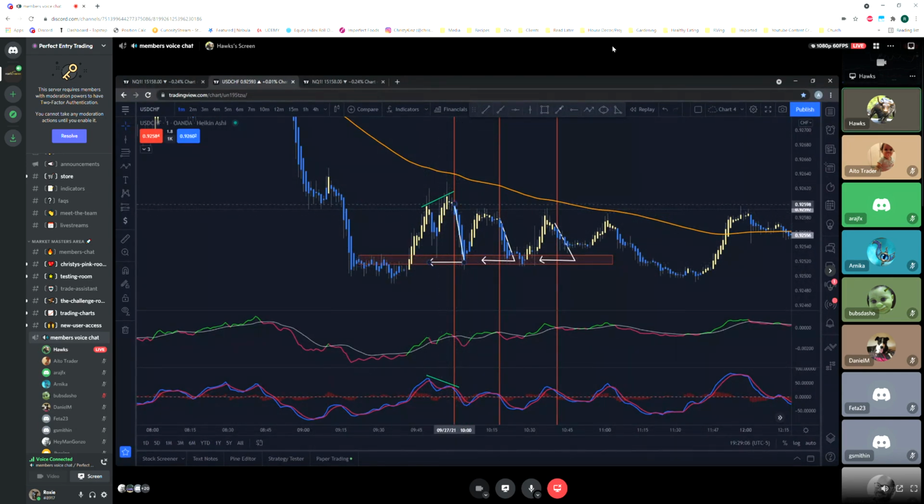I like to use my indicators as a guide, just to point me in a general direction, but price action is the confirmation. Yeah, exactly. So that's good confirmation right here.